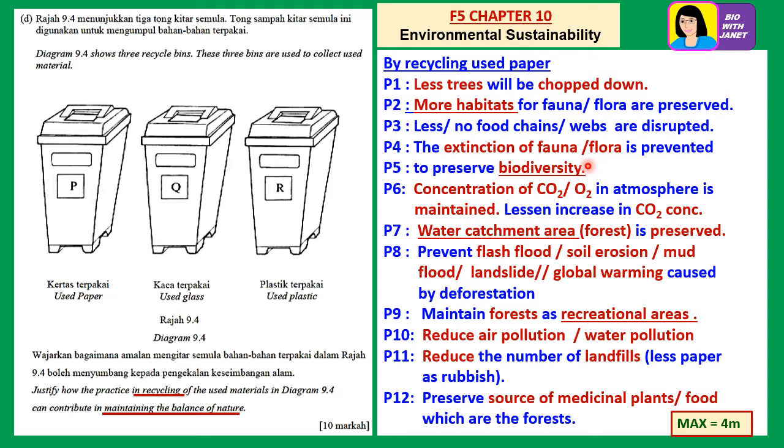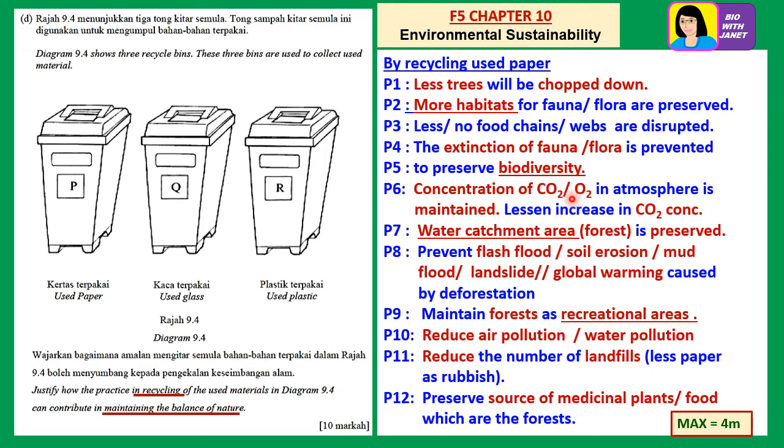So when the extinction of flora and fauna is prevented, this will preserve biodiversity, meaning the many different types of animals, plants, and organisms on our earth. It will preserve the biodiversity. If one of the animals were to die, that means the biodiversity will be decreased. But if we preserve the flora and fauna, then there's no extinction of these organisms, then the biodiversity is preserved.